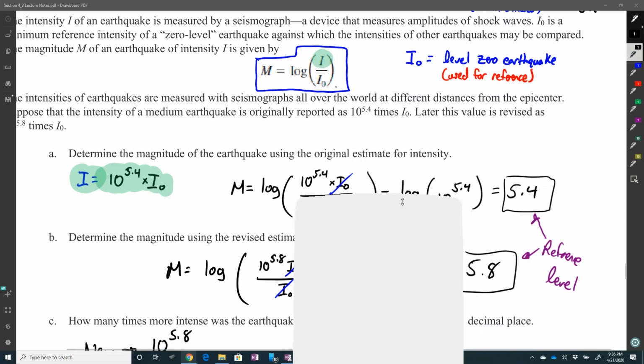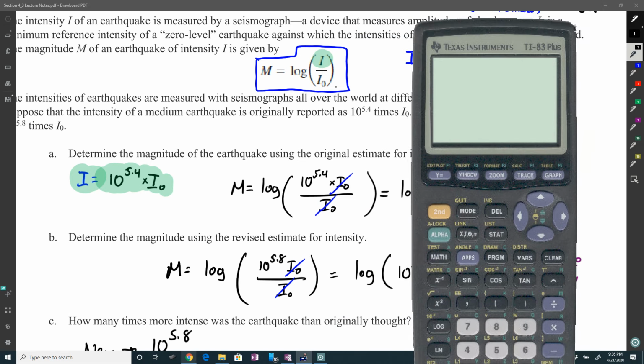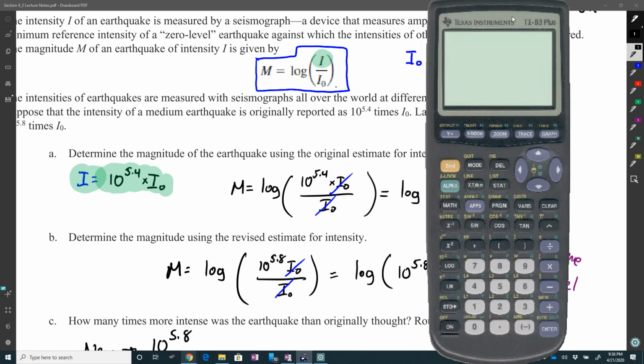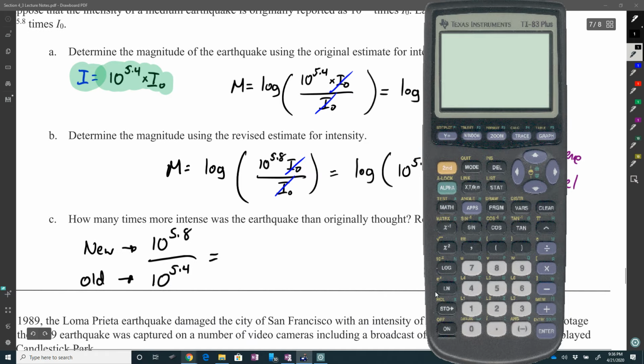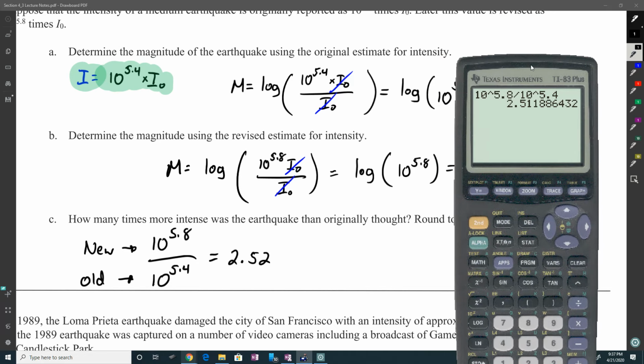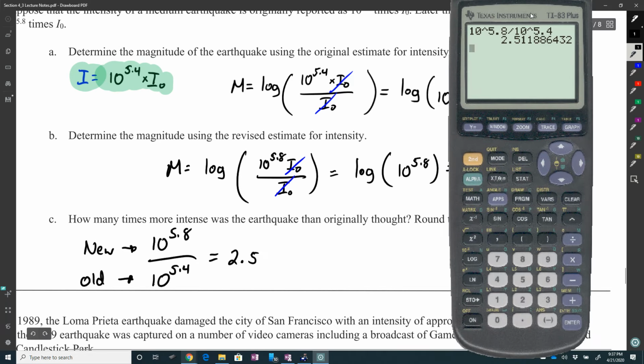Sorry, let me make that a little bit smaller. So all you got to do is go to your calculator and type in 10 raised to the 5.8 divided by 10 raised to the 5.4. And so we get 2.52. Round to one decimal place, so 2.5.